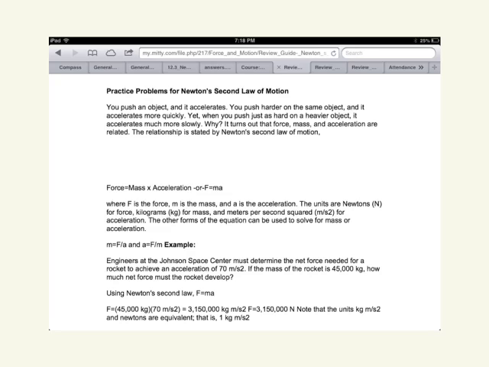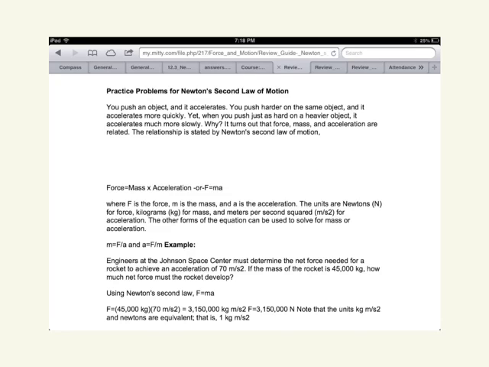If you have a quick read through this page, you can see that you push an object and it accelerates. You push harder on the same object and it accelerates more quickly. Yet when you push just as hard on a heavy object, it accelerates more slowly. And that's because of the relationship between force, mass and acceleration. F equals ma. And we can use this to work out some problems.